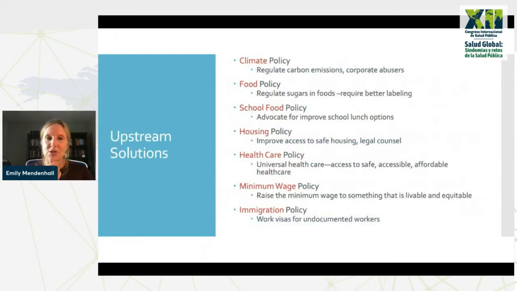So upstream solutions are obviously climate policy, food policy, housing policy, healthcare policy, how much people make all around the world where I've spoken to people. One of the profound findings, especially for families who are struggling or who are identified as low income, is that the biggest stress in people's lives is money. Also immigration policy.